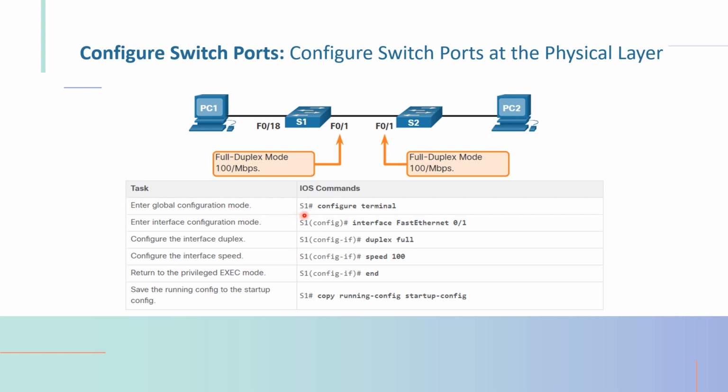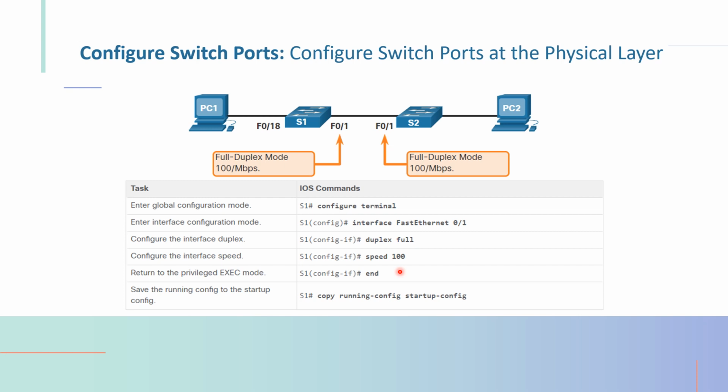So first of all, you have to be at the global configuration mode, and then you have to enter the interface configuration mode by choosing the interface that you want to configure. In this case, it's Fast Ethernet 0/1. And after you are in this interface, you can configure the duplex, duplex full, by using this command. And you can configure even the interface speed by using the command speed, and then the speed of transmitting and receiving, 100 in this case, 100 megabit.